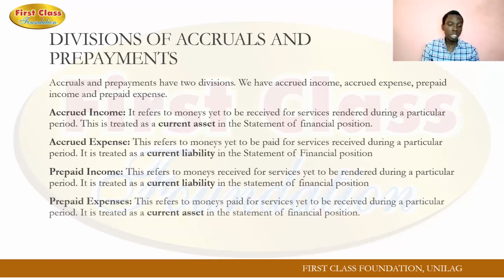So while prepaid expense refers to monies paid for services yet to be received during a particular period, and it is treated as a current asset. So you've made payment for a service you've not yet received, meaning that you have claim on someone else's assets. That's a potential source of revenue for your business, because based on your receipt of that service later in future, it's a means by which you can get revenue for your business.